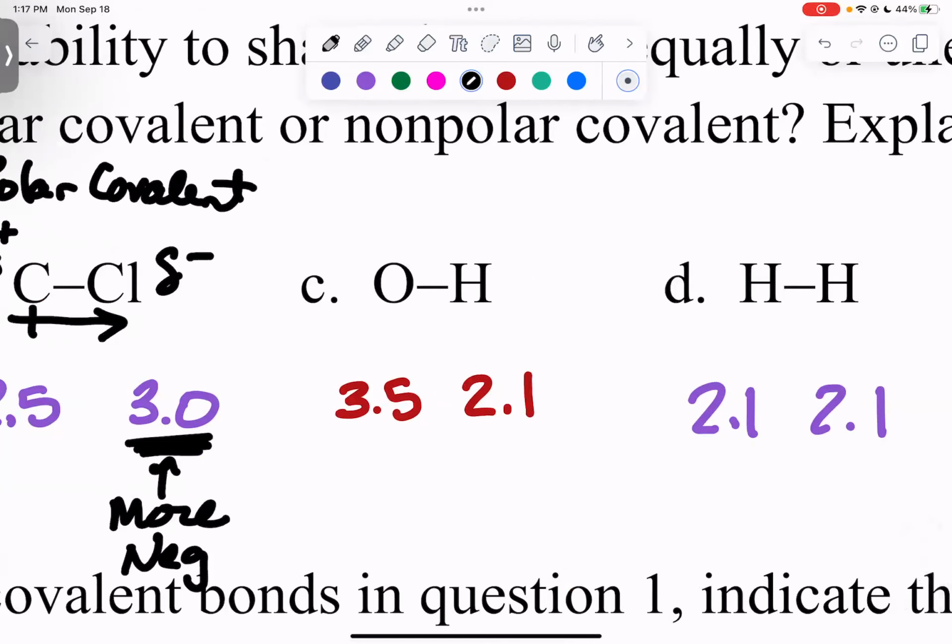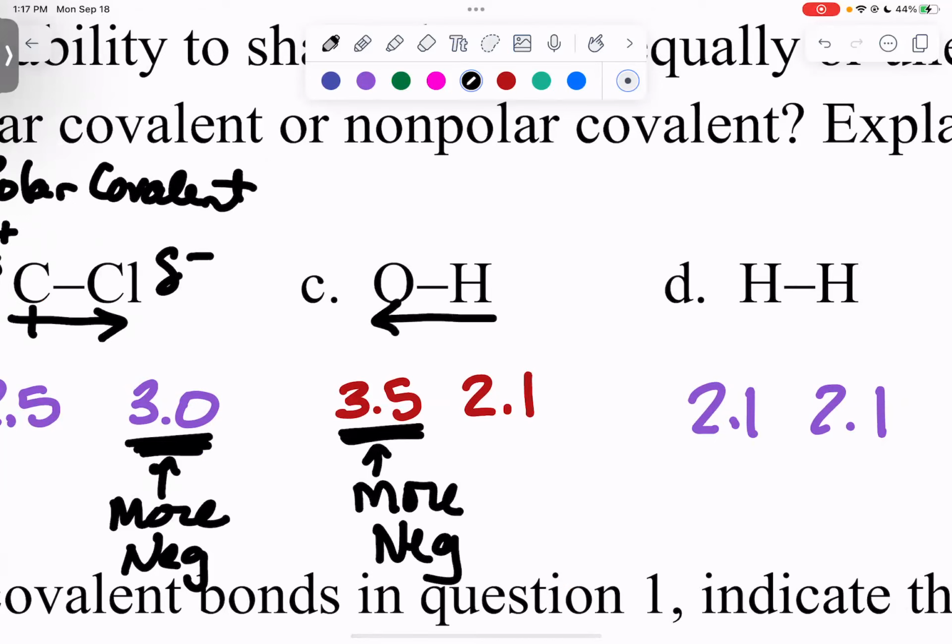Okay, oxygen and hydrogens. What's more electronegative? That's my oxygen, more negative. And so my electrons are going to go hang out with oxygen and not so much with hydrogen. Makes oxygen partially negative, hydrogen partially positive, and that makes it, again, polar covalent.